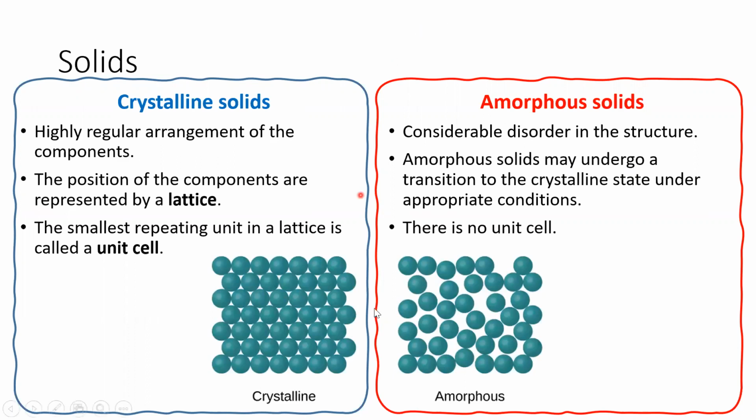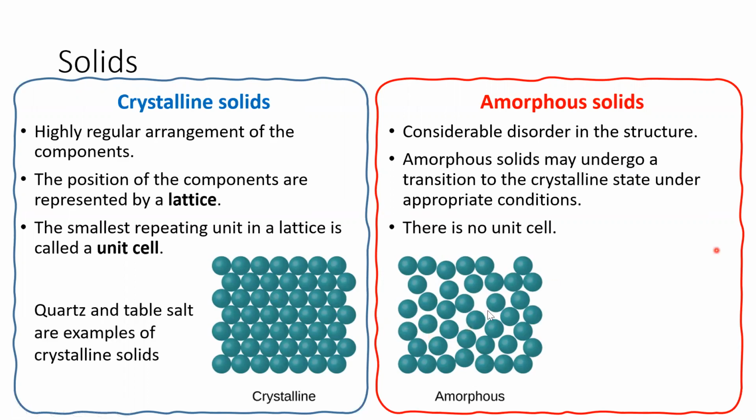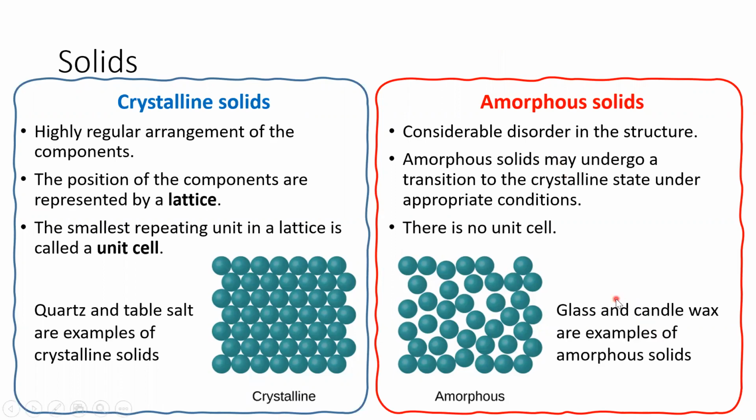So looking at examples, this is a picture depicting a crystalline solid, and this would be more of an amorphous solid. Sodium chloride is a classic example of a crystalline solid, or quartz is an example of a crystalline solid. As opposed to amorphous ones, glass and candle wax are two less ordered types of solids, or amorphous solids.